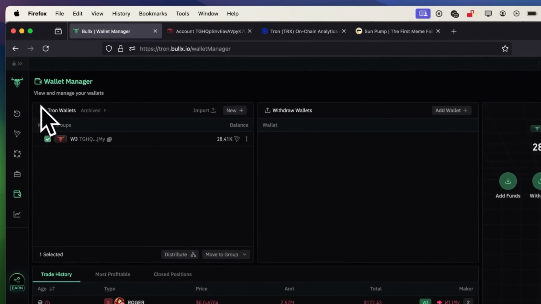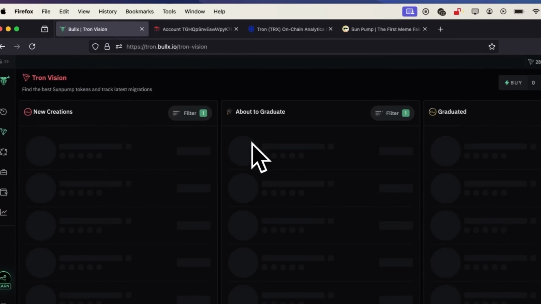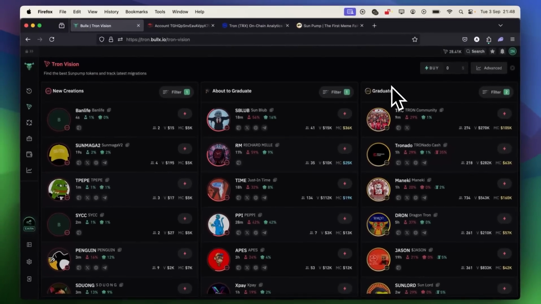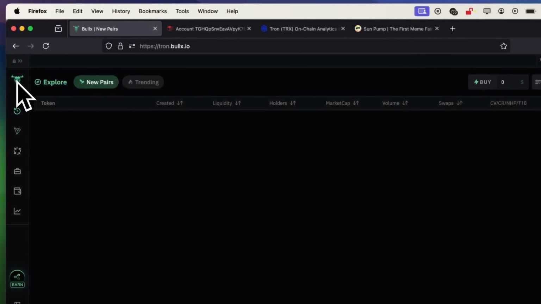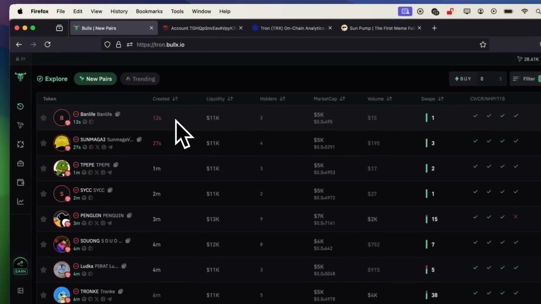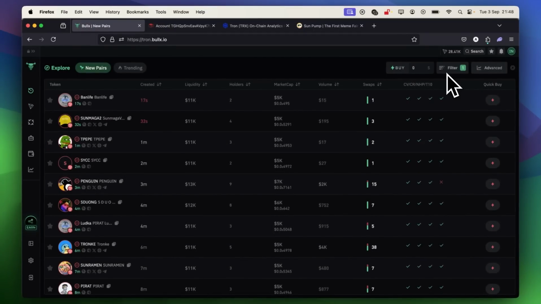But now we have Bullex, which used to be only for Solana meme coins, but right now they've advanced and they now offer the Tron version. They offer Tron meme coins as well. So you can finally trade meme coins on Tron using Bullex. Let's just dive right into the video.